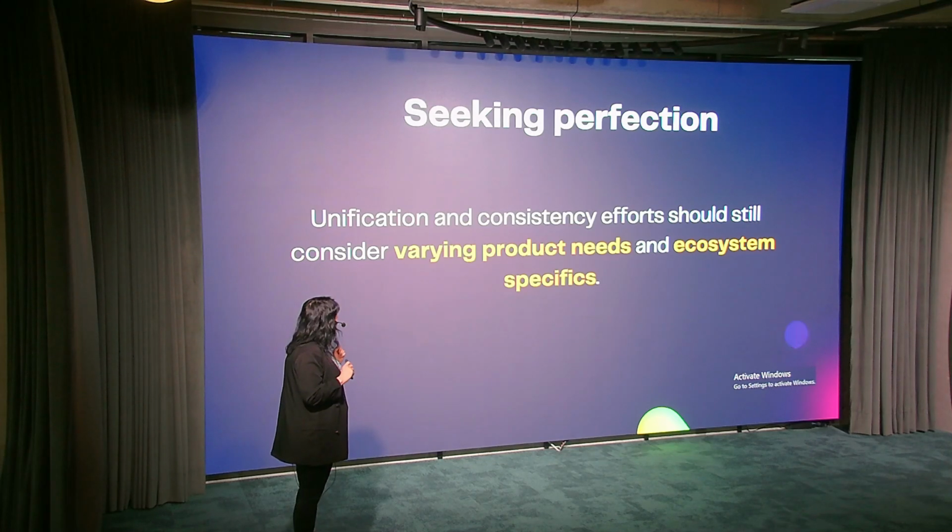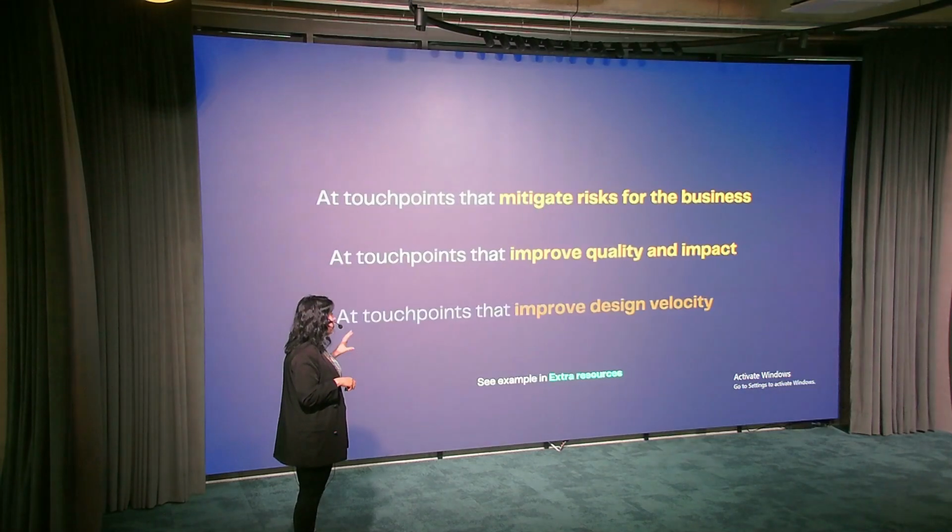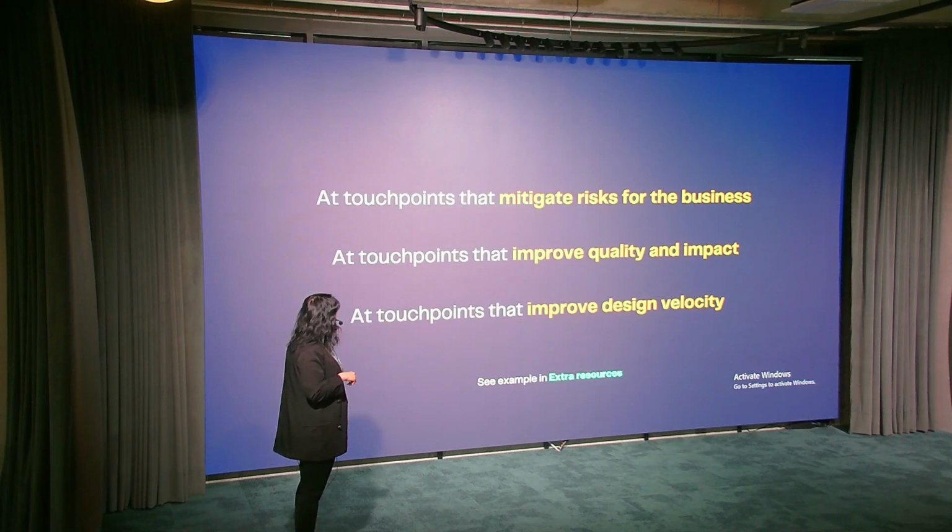So instead, what really needs to happen is we need to focus on removing and minimizing friction points in practices and standards, but at points that truly matter and at steps that really matter. So what are the touch points that matter? First, touch points that mitigate risks for the business. I think this is a big one. If you're able to mitigate any type of risk for the business, they will see the value.